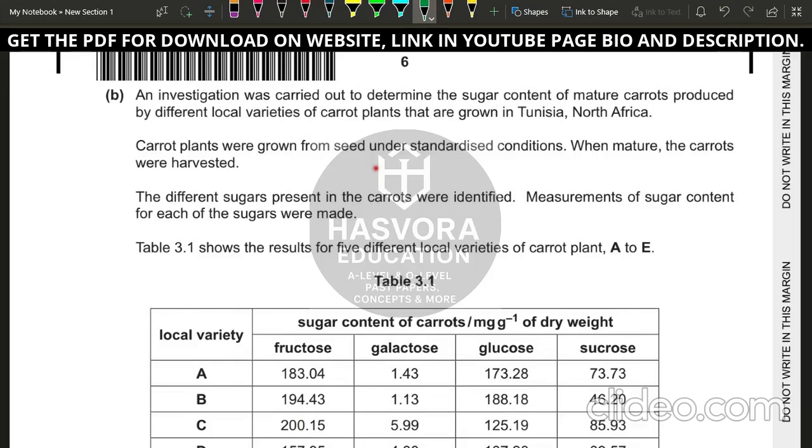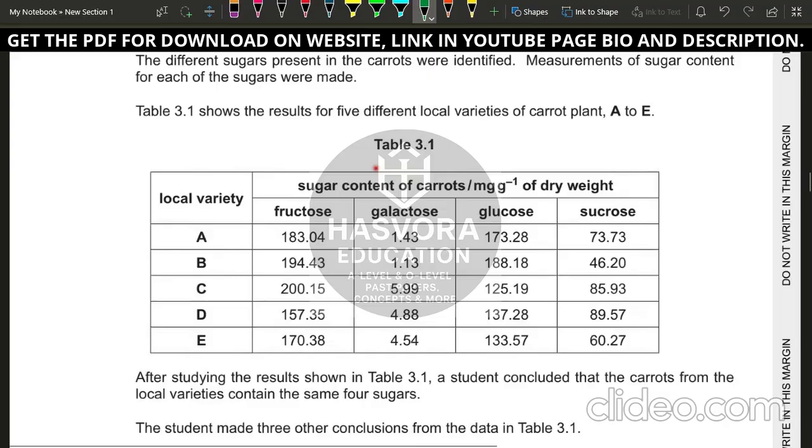An investigation was carried out to determine the sugar content of the mature carrot plants produced by different local varieties of carrot plants grown in Tunisia, in the north of Africa. Carrot plants were grown from seed under standardized conditions. When mature, the carrots were harvested. The different sugars present in the carrots were identified. Measurement of the sugar content of each of the sugars was made, and table 3.1 shows the results for 5 different local varieties of the carrot plant, from A to E.